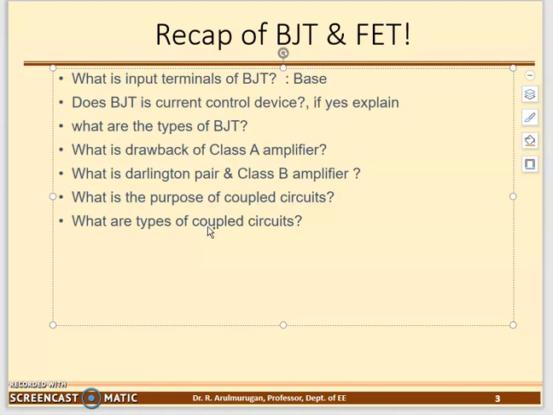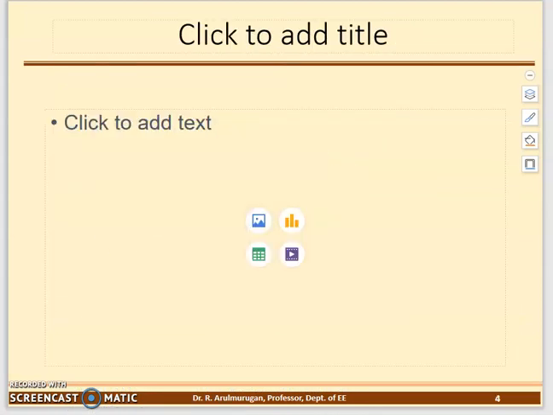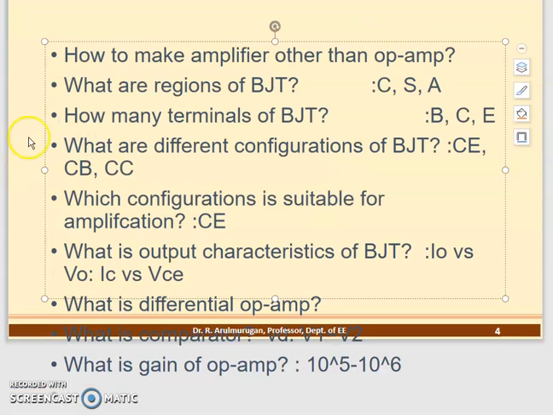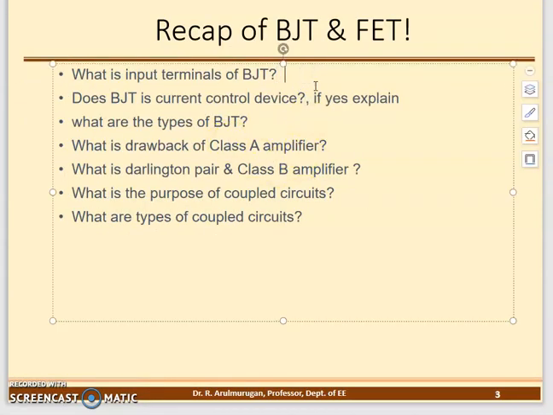Okay, next one. Is the BJT a current control device? Yes. Explain. So how do you say the BJT is a current control device? Just a minute, I will cut one more. Yes, first one: what is the input terminal of the BJT? That is the base. Base is the input terminal.